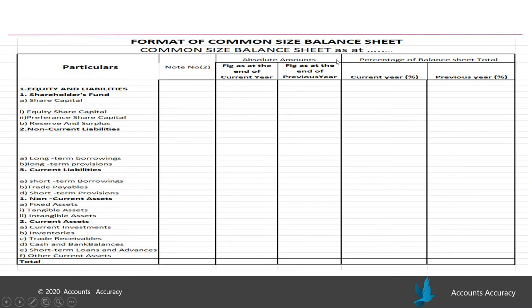This is the format of common size balance sheet. It's just similar to what you did in comparative statement. All the headings and subheadings I have already asked you to learn, because you need to put all the items according to the headings and subheadings. Now one more thing I would like to say: there you keep the fifth column as your difference column and find out the percentage, but in common size you don't have to find out the difference.